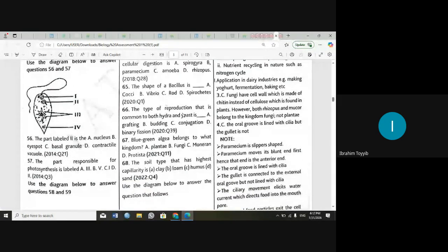So the type of reproduction that is common to both hydra and yeast, I've said this today. Hydra, budding. Yeast, budding. Yeast is the only fungi that reproduces through budding. Yeast is an example of fungi, but it reproduces through budding. And hydra reproduces through budding also.